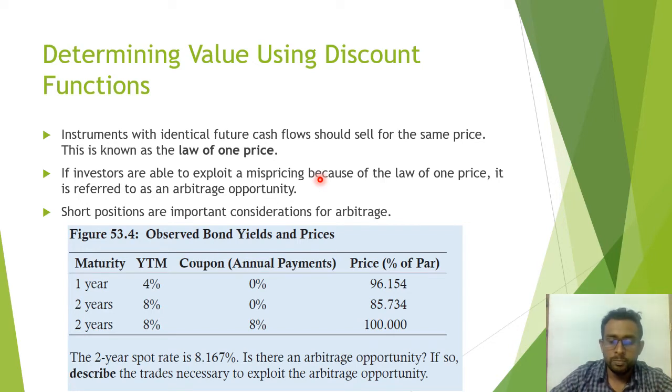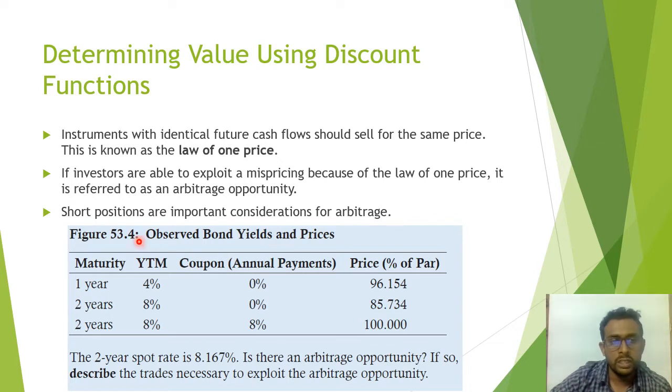What happens in short selling is, if the investor has invested in a bond paying an 8% coupon, then if a coupon payment comes in between, we'll have to pay that coupon payment back to the holder of this bond. So that is one thing we'll have to take care of in short positions. It is the most important consideration while doing an arbitrage. Short selling a position is one step in arbitrage dealings.